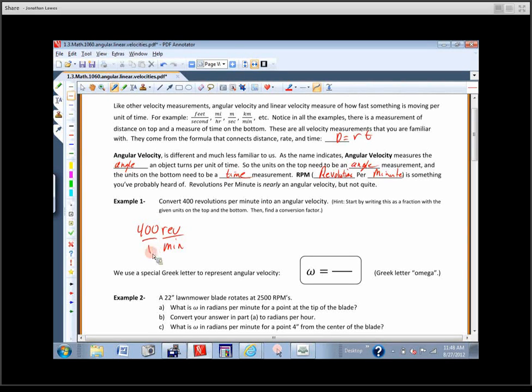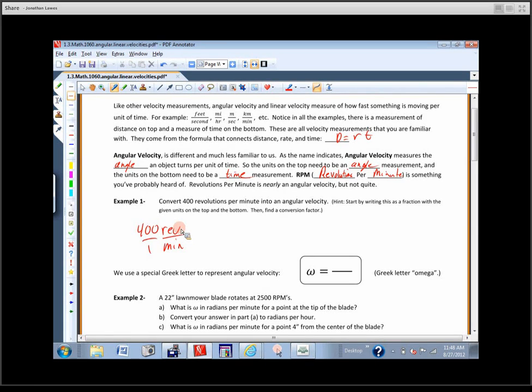So here's really what we mean. This means 400 revolutions every 1 minute. That sounds a little bit weird; 400 RPMs is a lot easier to say. We're talking about 400 revolutions every 1 minute. So every time a minute goes by, there go another 400 revolutions. Well, what we'd like to do is make this an angle. So we'd like to turn revolutions into an angle.